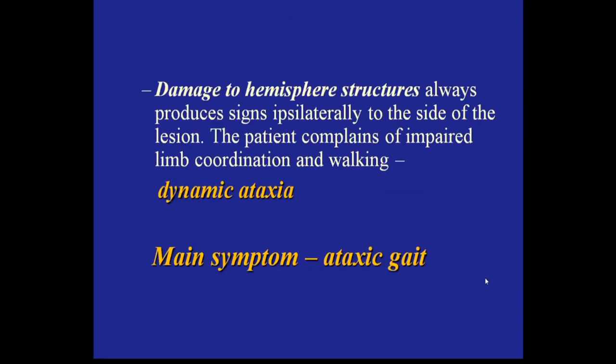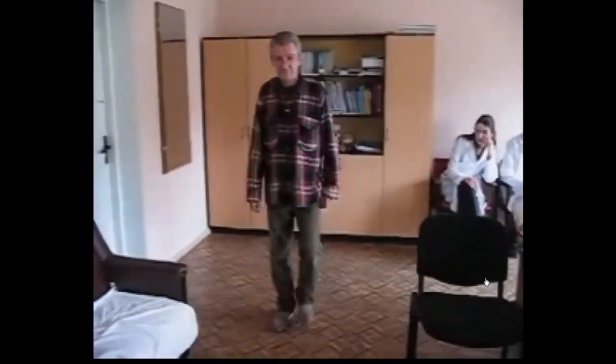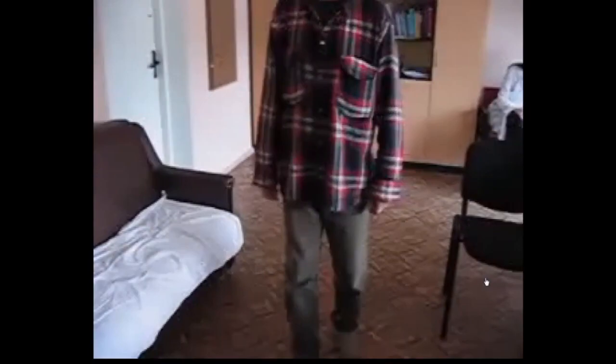Damage to hemisphere structures always produces signs ipsilateral to the site of lesion. The patient complains of impaired limb coordination and walking, dynamic ataxia. Main symptom is ataxic gait. In this gait also doesn't matter with open eyes or closed eyes. This is our patient with cerebellar ataxia, swaying, reeling, unsteadiness during walking.